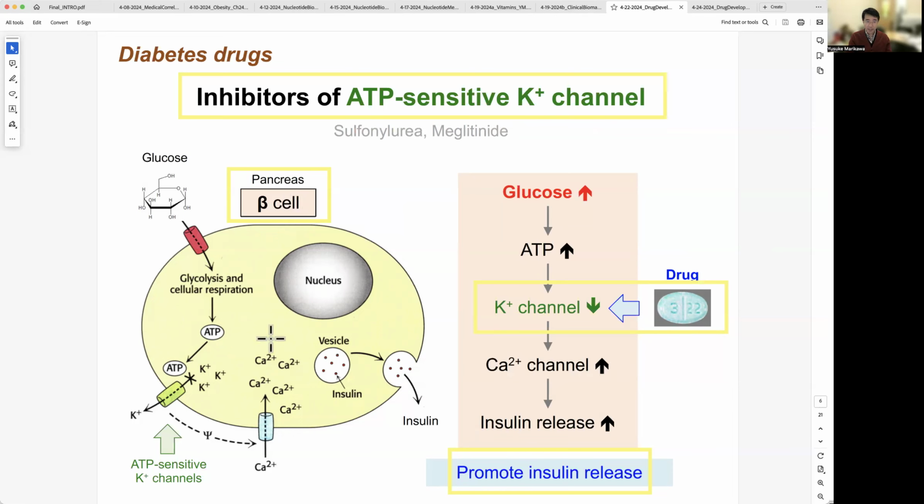There is a cascade of events that normally happens in the beta cells to release insulin, and one step is the inhibition of the K plus channel. That normally happens in response to high glucose. This drug mimics the action by inhibiting the K plus channel directly, regardless of the upstream events, therefore causing the next step, which is promoting insulin secretion. That's the action of inhibitors of the ATP-sensitive K plus channel.